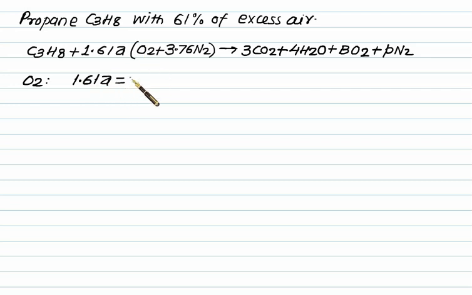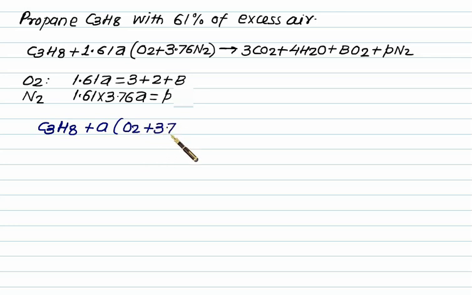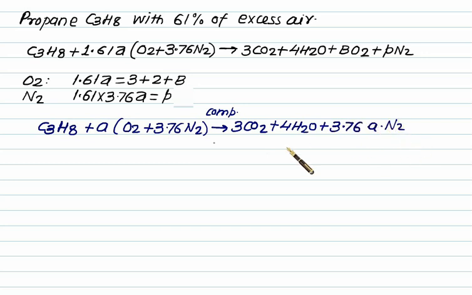For O2: 1 times A on the left, and on the right O2 is 3 for CO2, 2 for H2O, plus B. For N2, we have 1.61 plus 3.76 times A. So we have C3H8 plus A times O2 plus 3.76 N2 giving 3 times CO2 plus 4 times H2O, and the complete combustion gives 3.76 multiplied by A of N2. So you just have to find the value of A.